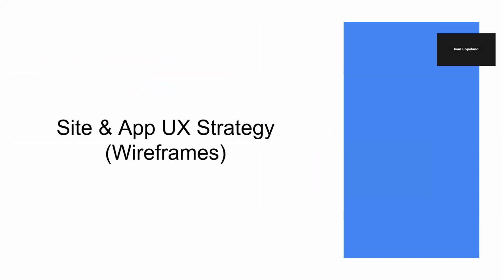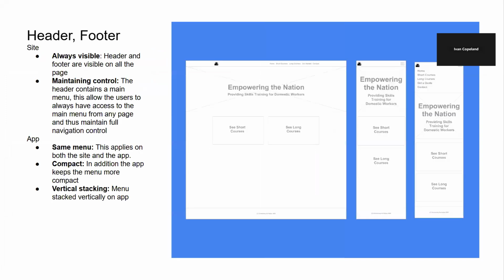Next, I want to look at the site and app UX strategy, i.e. the wireframes. First of all is our header and footer. First thing to note about them is they're always visible. The header contains our main navigation menu. And because it's always available, it allows the users to maintain control wherever they are on the website.